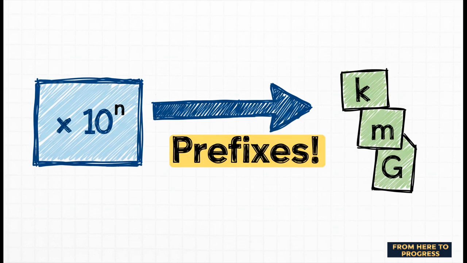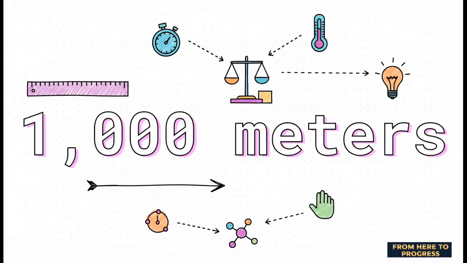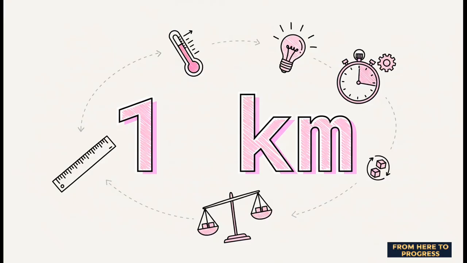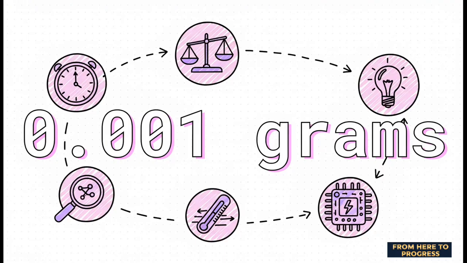Now, scientific notation is awesome, but you know what? There's an even faster way to do this for common sizes, and that is prefixes. So let's say you've got 1,000 meters. You don't say 1,000 meters, you just say 1 kilometer. That little K is just a shorthand, a code that means 1,000 of whatever comes next. Easy, right?